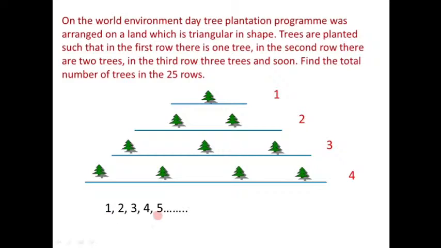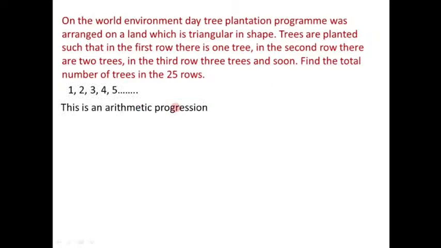So as we can observe, this is a sequence for which the difference between any two consecutive terms is the same, and that is 1. As this sequence has a constant common difference, this given sequence must be an AP. So this is an example of arithmetic progression. That's why we have to find the sum of all these numbers, and for that we have to use the formula for the sum of n terms of an AP.